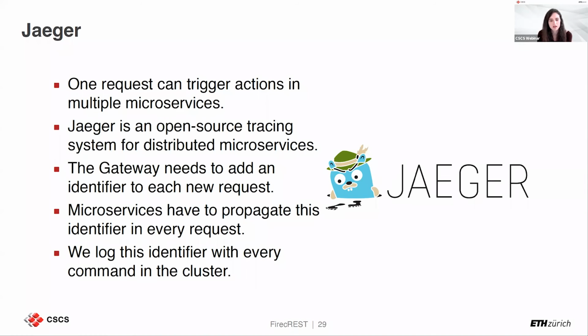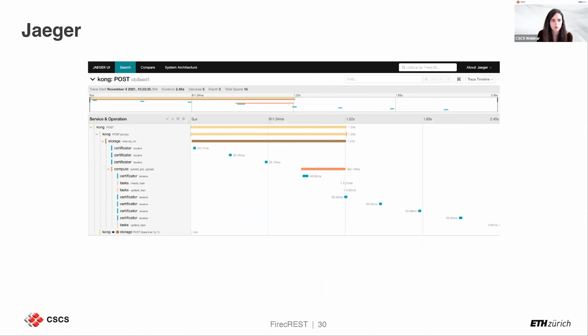So we use Jaeger, which is an open source tracing system for distributed microservices, and it was originally developed by Uber. The gateway needs to add an identifier to its new request, and then microservices will have to propagate this identifier in every subsequent request. And we also log this identifier with every command in the cluster node. Here maybe it will be more obvious why Jaeger is useful.